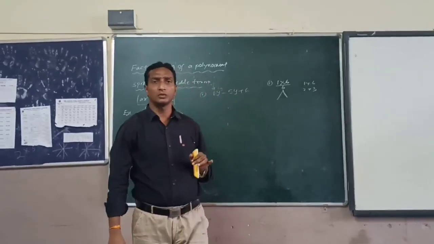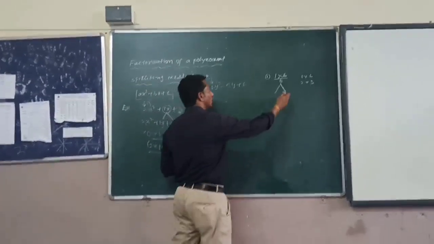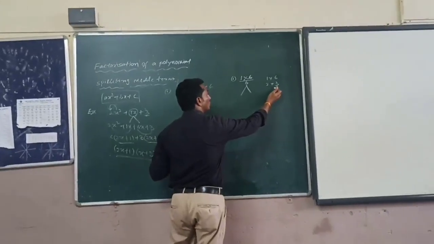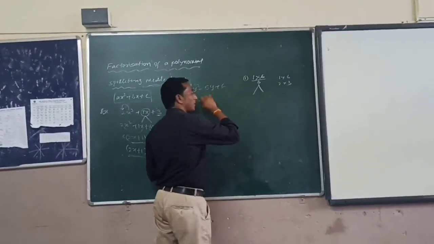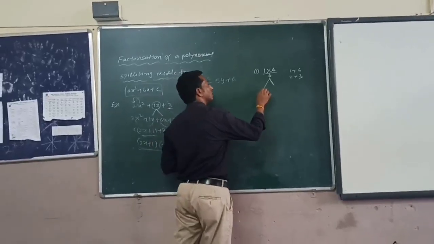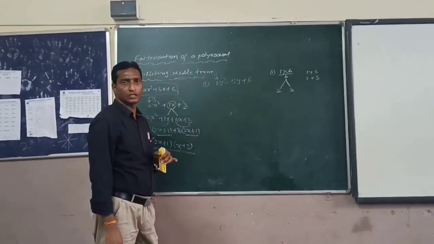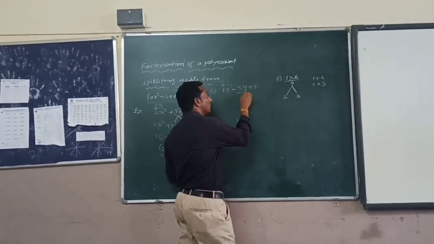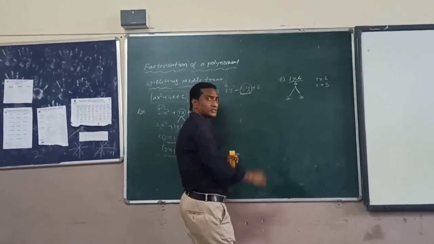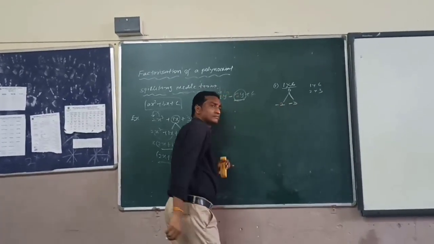So there are 2 multiples of 6. Now we can select any one. This is 2 into 3, 6, and minus 2 minus 3 gives us minus 5. So that means we take 2 into 3. But what is the middle term? The middle term is minus 5y, containing minus 5y. So it is minus 2, minus 3.